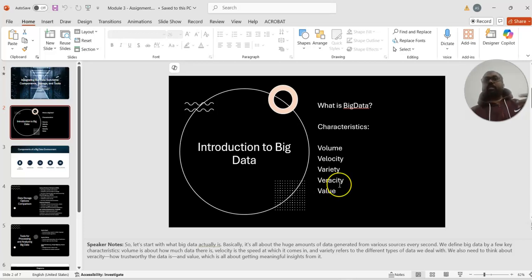The fourth is veracity, which is how trustworthy the data is. Is the data correct or is it false? Is something wrong information included in this? And then the fifth is value, which is, after processing, what meaningful insights we can provide with this data.